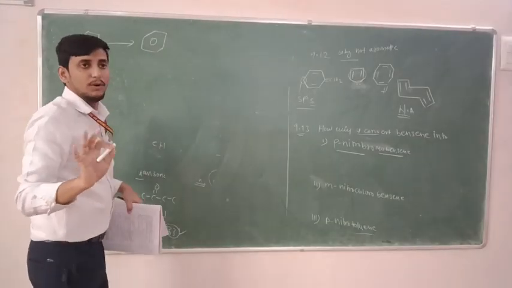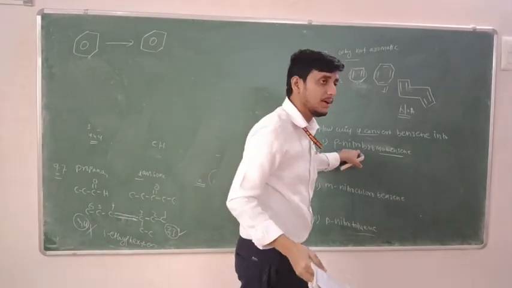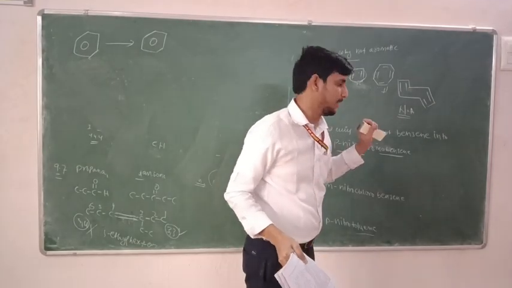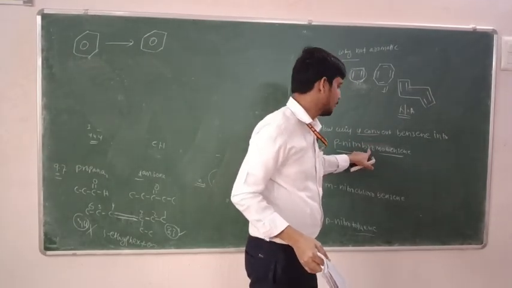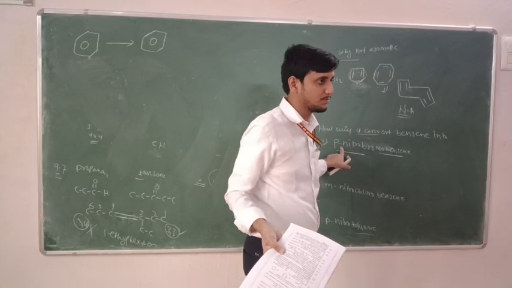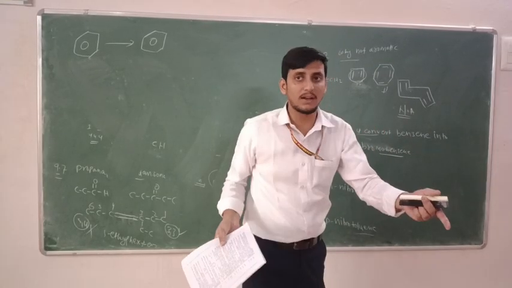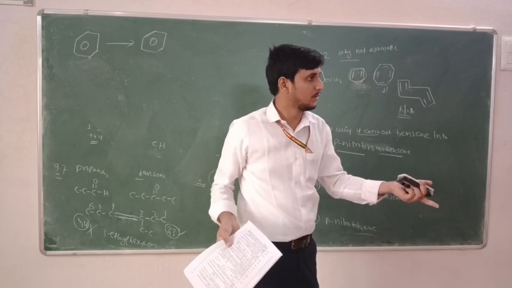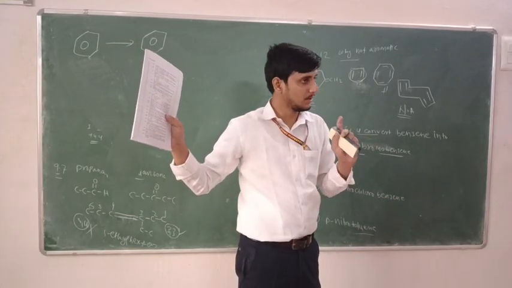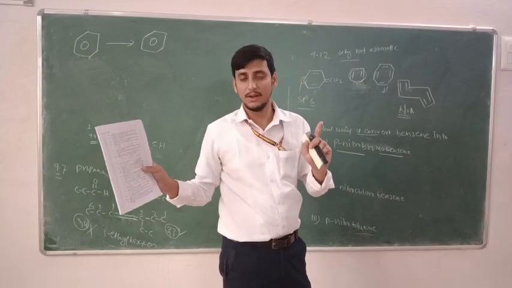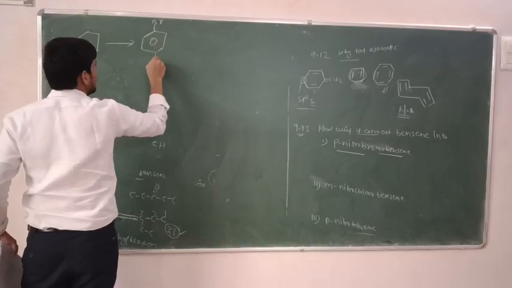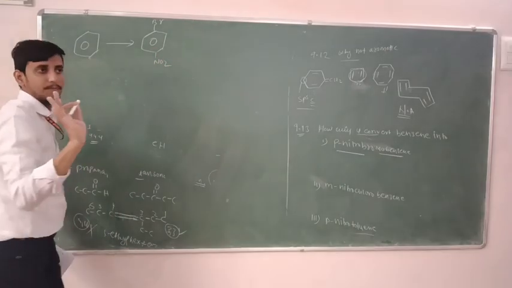Here you have to think: who is the director, nitro or bromine? Bromo. That's why the para product is possible. If you take nitro as the director, then the meta product forms. So be careful in this type of question. Here the director is bromine, that's why the nitro compound is formed.